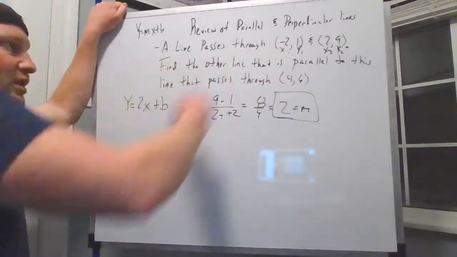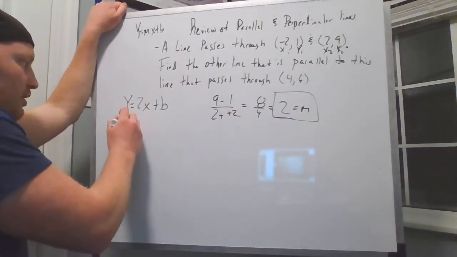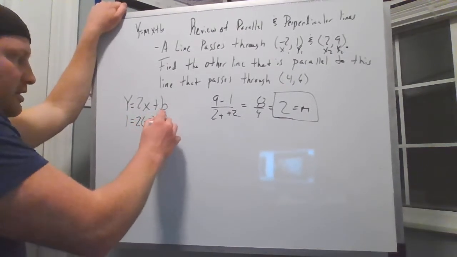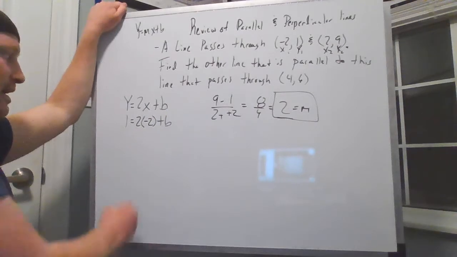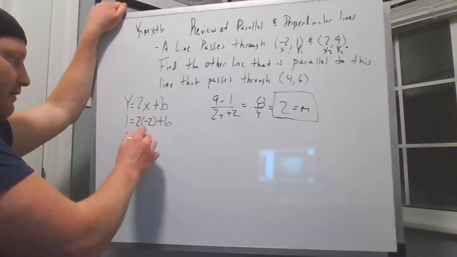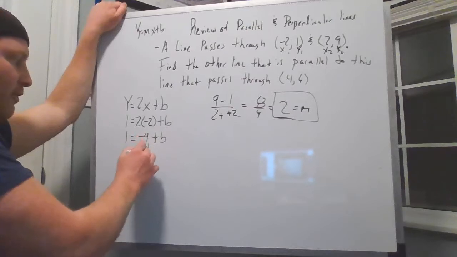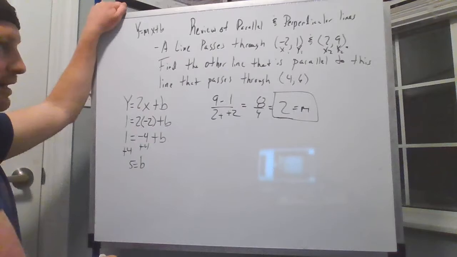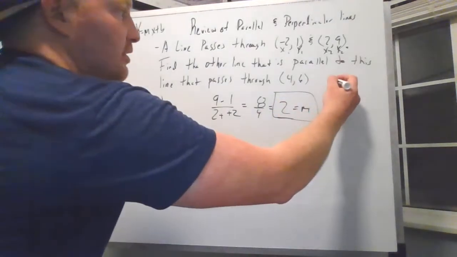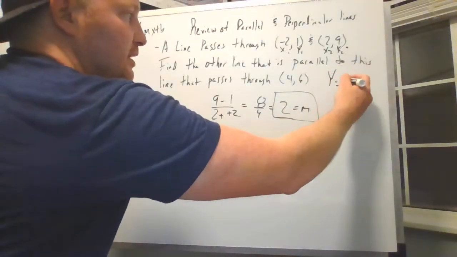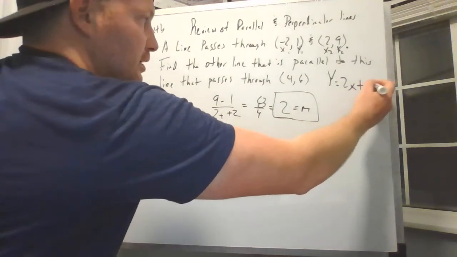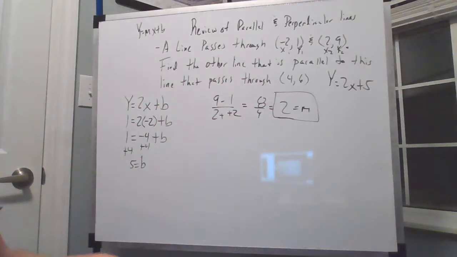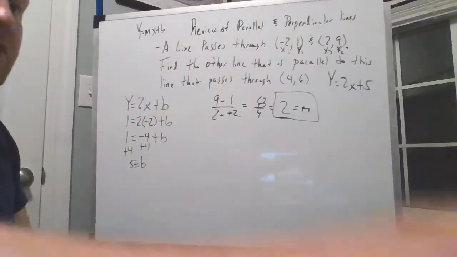So let's just take these two because they're smaller and probably easier. 1 equals 2 times -2 plus b. Do the math. 1 equals -4 plus b. Add 4 to both sides. Bada boom, bada bing. I got my slope, my y-intercept, so the equation has to be y equals 2x plus 5. Now, I did all this work, and I'm not even done with the question yet.